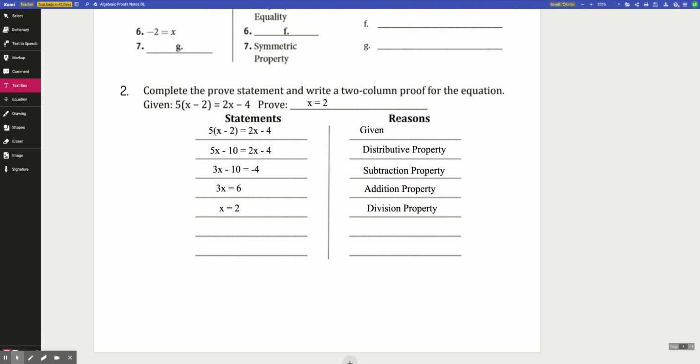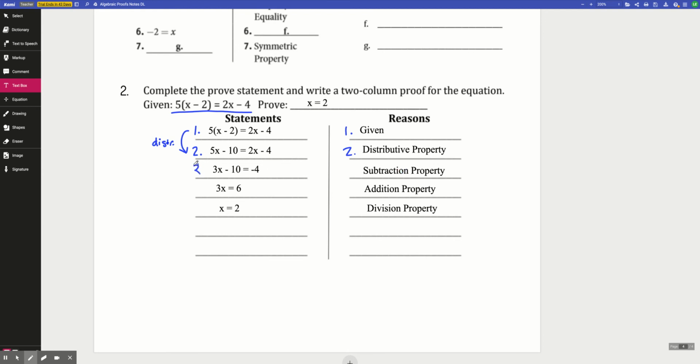All right, everybody. So here is your filled in proof. Like I said, I gave you too many lines. Sorry about that. But let's see how you did. So check yours against mine. Your very first statement should always match exactly what is given to you. So I just typed that again: 5 parentheses x minus 2 equals 2x minus 4. That's my first step, step 1, and the reason for that first step is always given. Then for step 2, I have to ask myself, what did I do? What I did is I used the distributive property. That's how I arrived at step 2. So that's why distributive property is my reason for step 2.